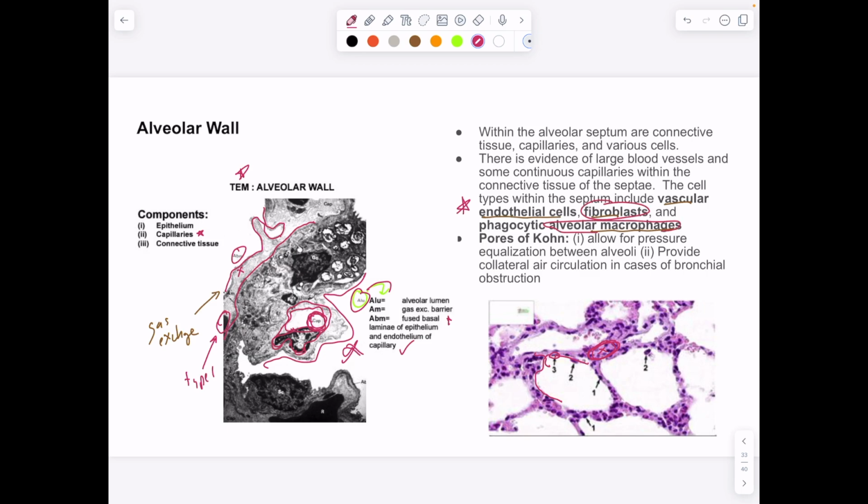All right. And then important to note, we have these things called the pores of Kohn, and they allow for pressure equalization between alveoli and provide collateral air circulation in case of bronchial obstruction. All right. Do we have a good example of that on here? I don't see one. Maybe right here there's one, but we won't actually point that out in lab.